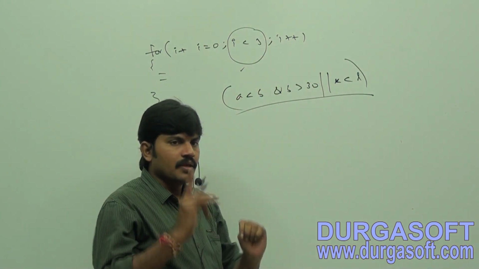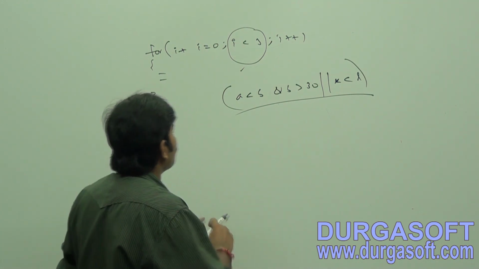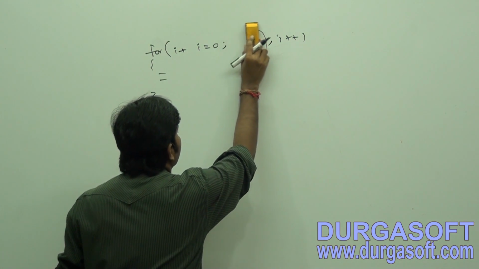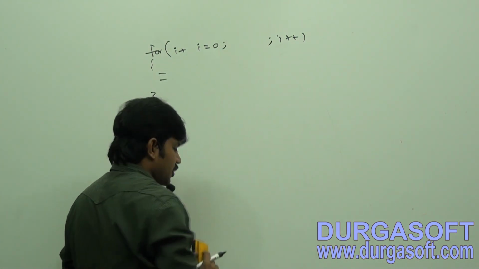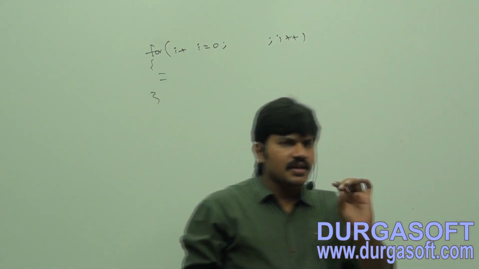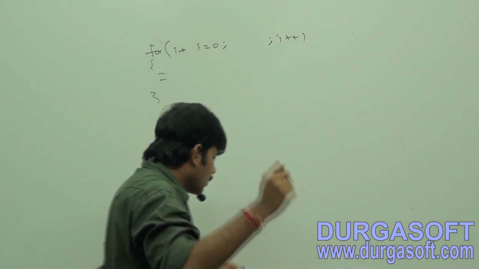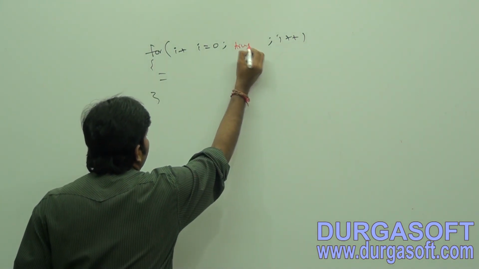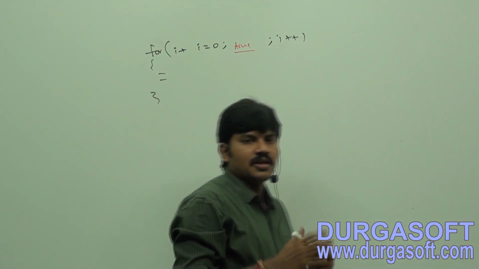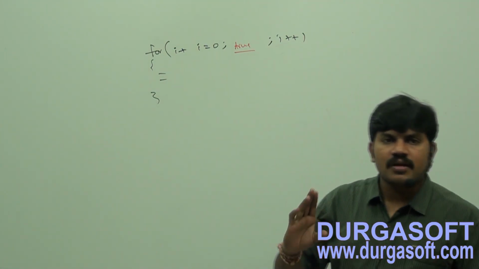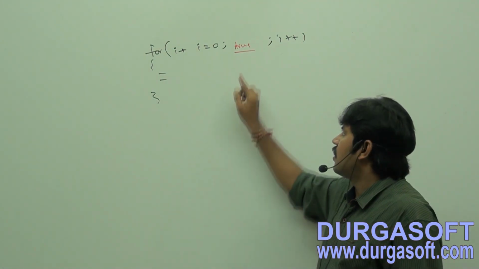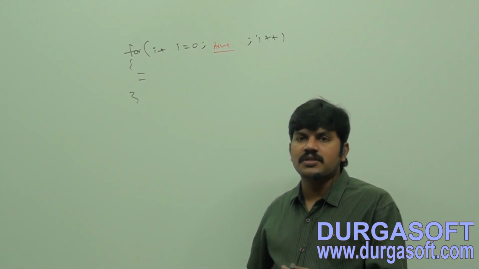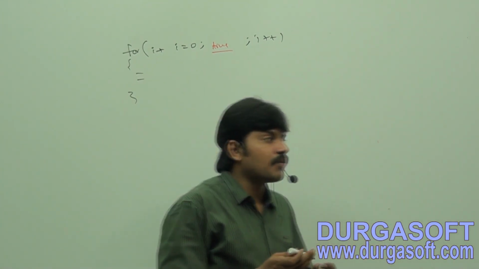Point number 1. Second point: is this part mandatory or not? Simply, you can consider this part optional. If I am not taking anything, then the compiler will always place true for us. Make sure this part is optional. If we are not taking anything, the compiler will always place true for us, right?